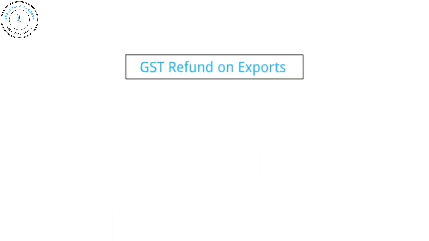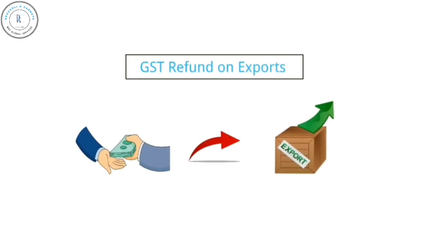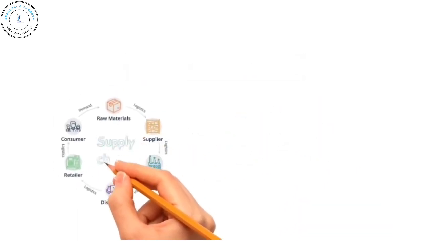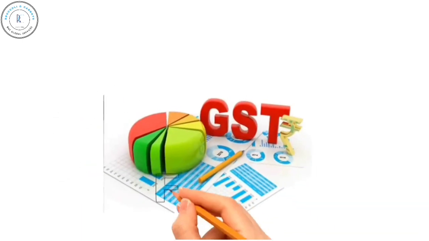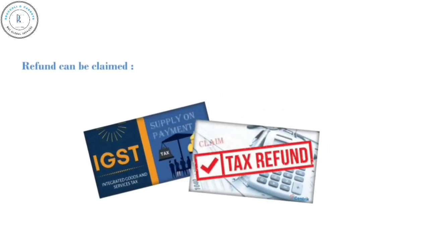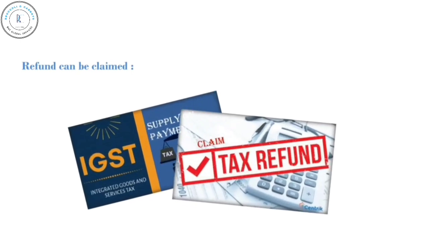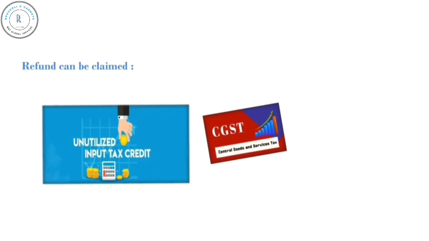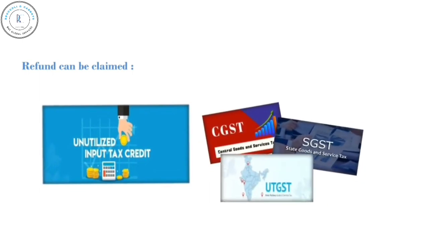Today we shall be discussing the concept of GST refund on exports. When supply is made to a zero-rated supplier, the entire supply chain of a particular zero-rated supply is free of GST. Refund can be claimed in two ways: supply on payment of IGST and claim refund of taxes paid; or supply under bond or LUT without payment of IGST and claim refund of unutilized input tax credit of CGST, SGST and IGST.